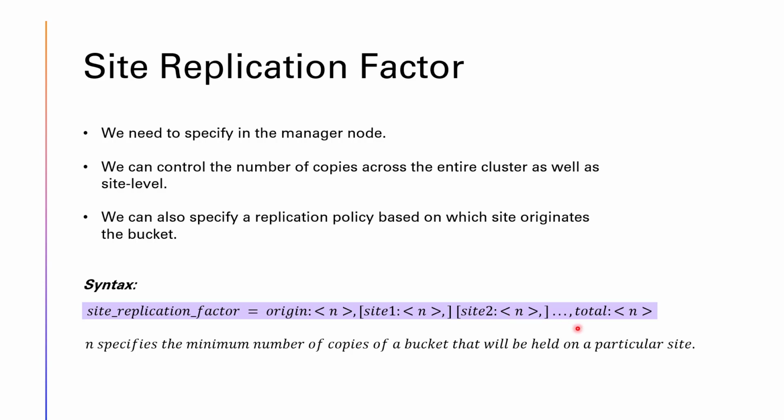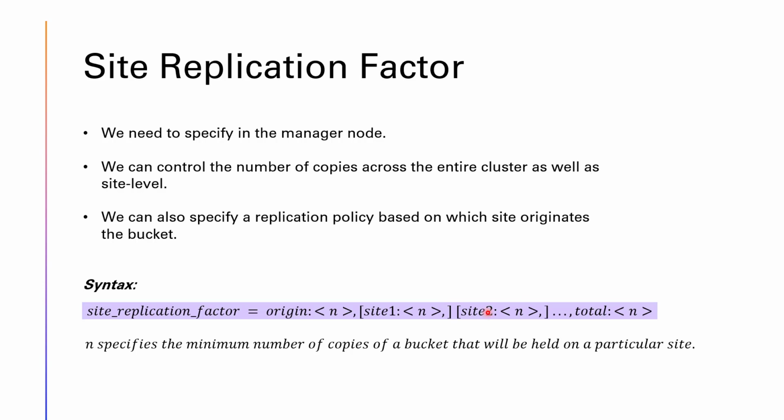In that case, the total, what we are telling over here, total means across the cluster, across the multi-site cluster, across the sites, how many total number of copies we want to maintain, the minimum number of copies. So that total will govern the number of copies we will store in those sites which we are not explicitly stating over here. Okay, we'll see a lot of examples now.